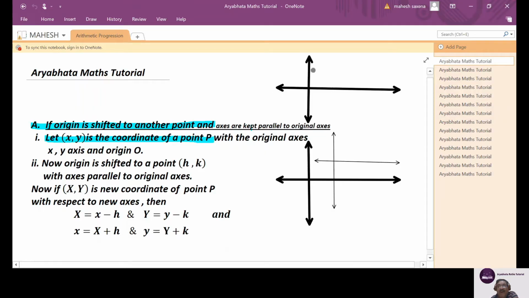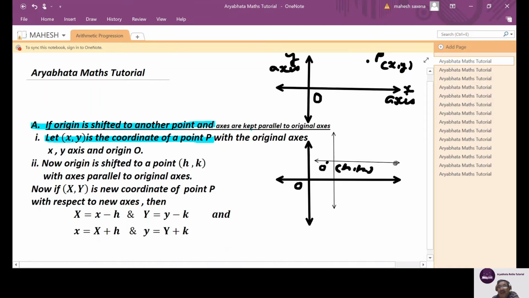Let this be a coordinate axis. This point is the center O, this horizontal line is the x-axis and the vertical line is the y-axis. Let this be a point P whose coordinates are x, y. Now let the center O be shifted to a point O dash whose coordinates are h, k.